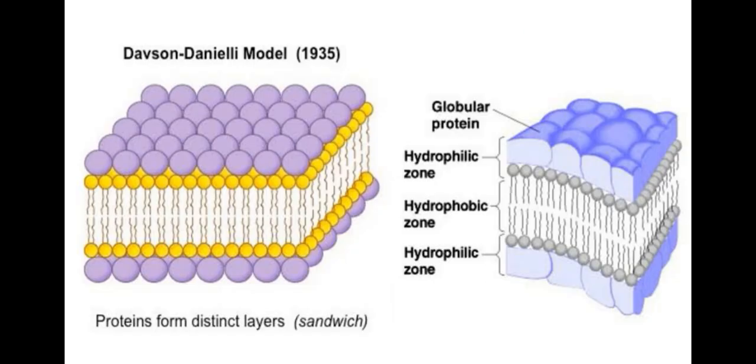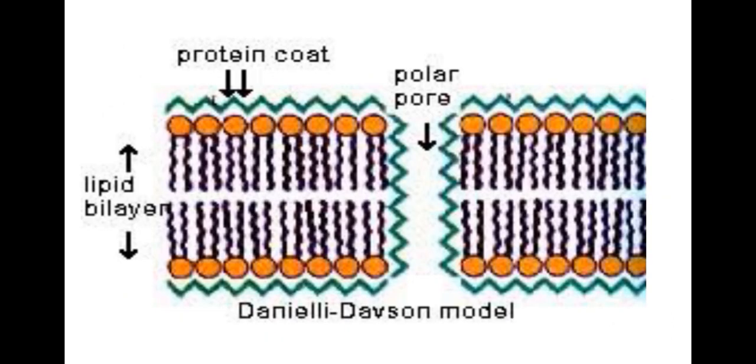In the Danielli and Davson model, proteins form distinct layers, like a sandwich, with globular protein on the top, then a hydrophobic zone and a hydrophilic zone after that. So the protein coat will be there, the lipid bilayer, and in between them a polar pore will be there.